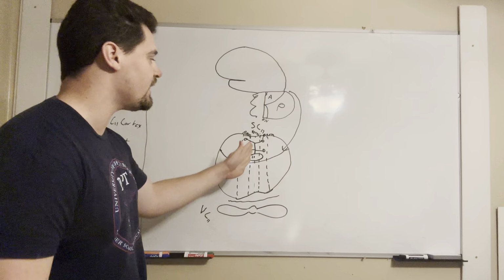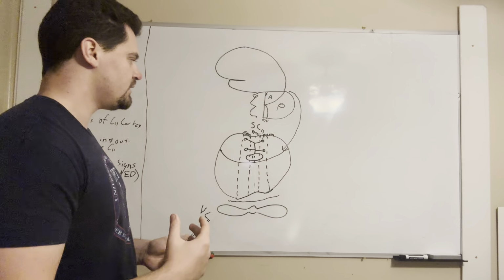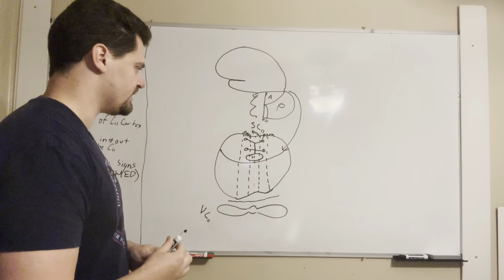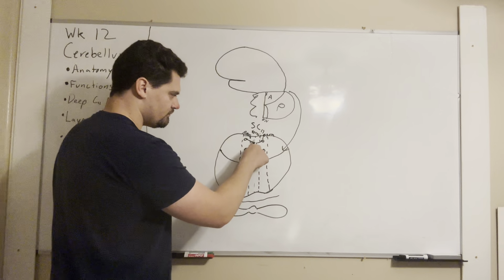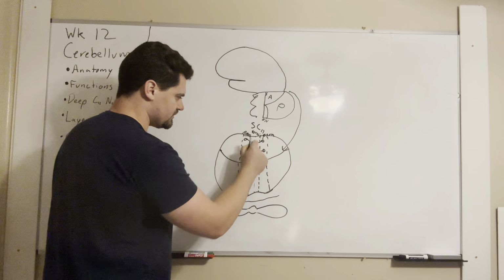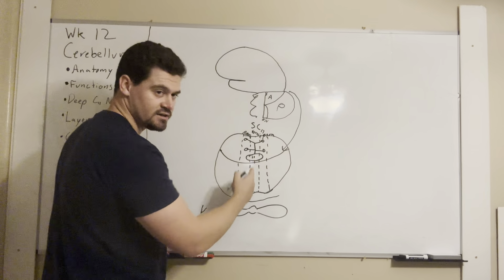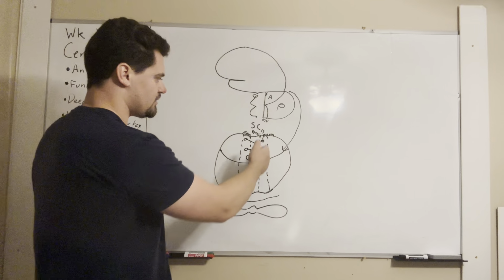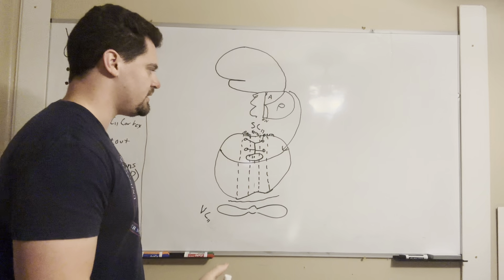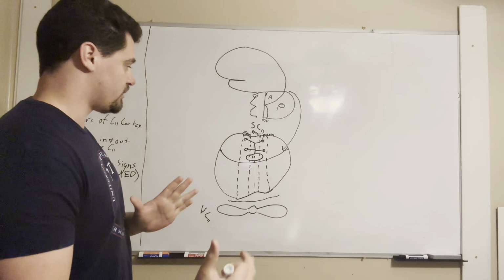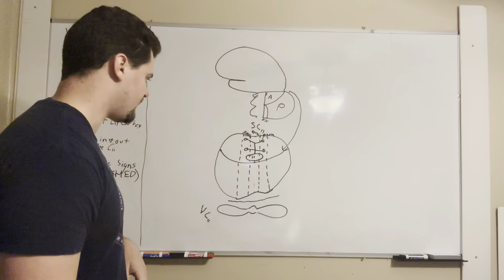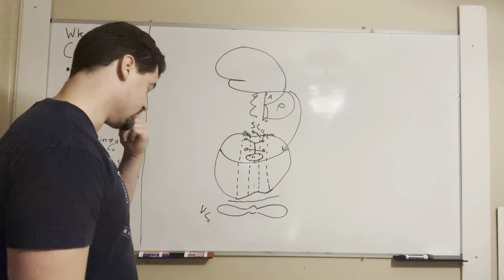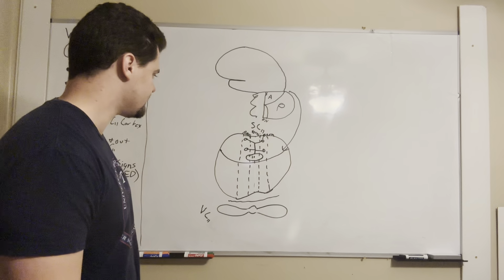If only the vermal area was affected, what type of ataxia is that going to be? Well, that's the trunk. So that is going to cause truncal ataxia versus the paravermal sections. That would be more extremity ataxia. And we'll talk about how we would necessarily test that.